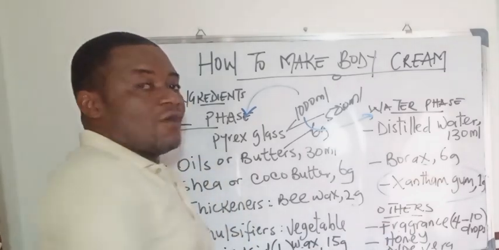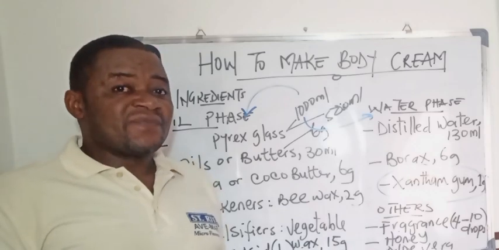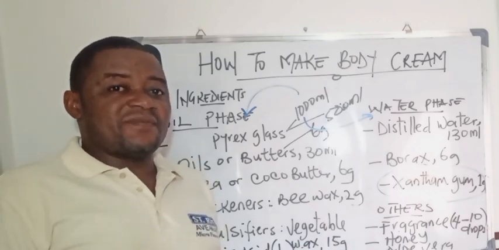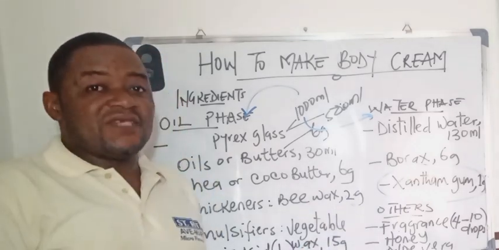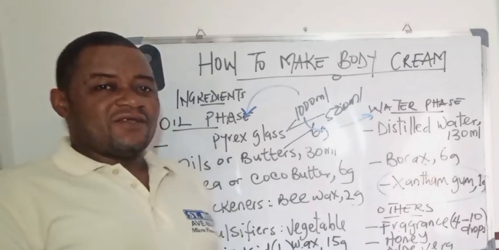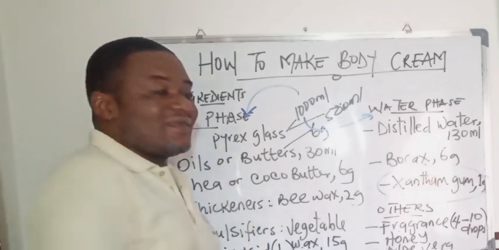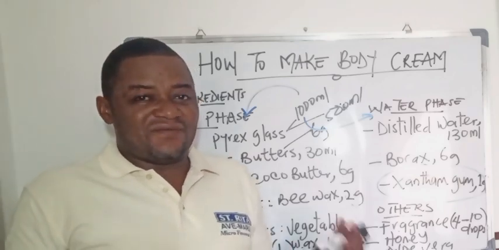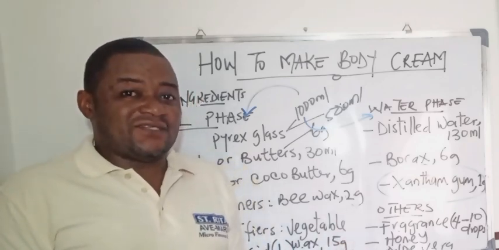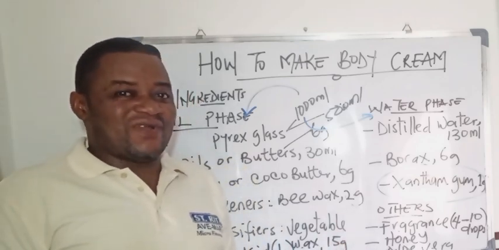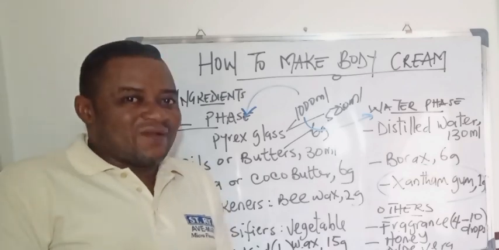You can also use honey. Some people use honey in cream. When you have finished making your cream, you can add your fragrance to give it a fine smell. You can also add honey to make your body smooth. You can also add aloe vera. You have aloe vera paste, you can also buy it and add to your cream, to act as one thing or the other.